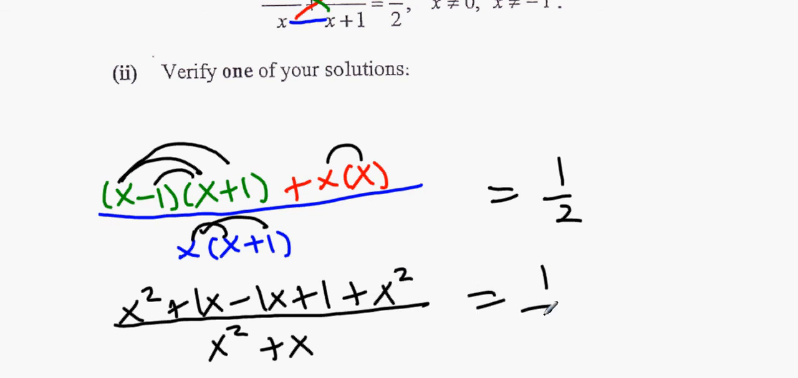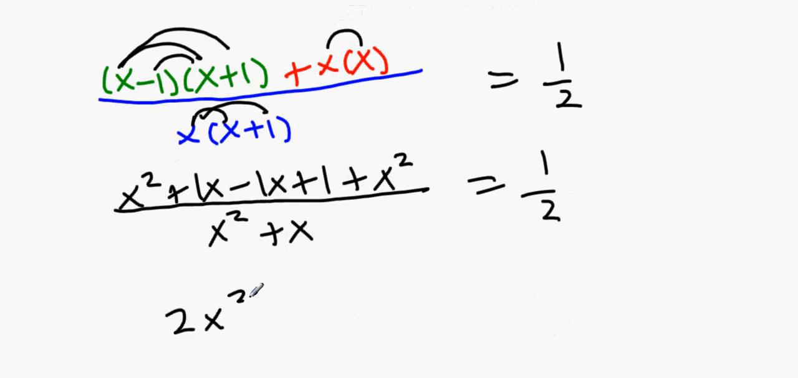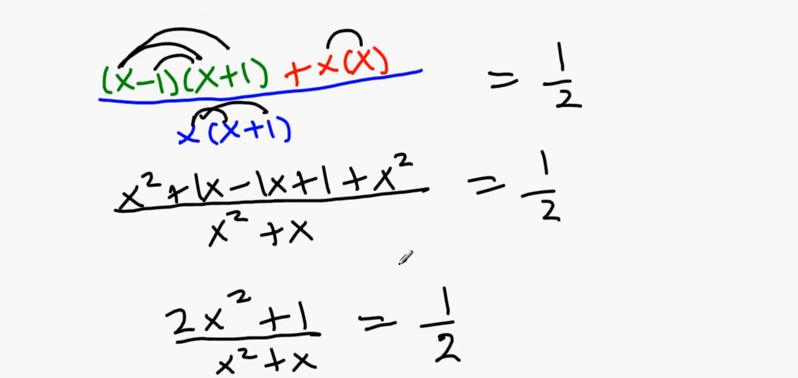We want to tidy up the top part for a minute. So what we're going to get is 2x squared. X squared plus x squared. 2x squared plus 1. The 1x and the minus 1x cancel each other. And now we have 2x squared plus 1 over x squared plus x equals a half. Now what we can do next is cross multiply because there's one fraction on each side. Blue goes up there and red will go up this way here.